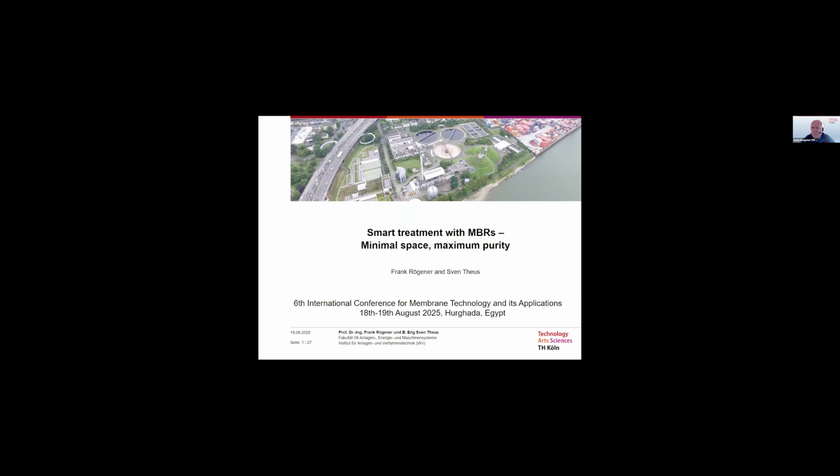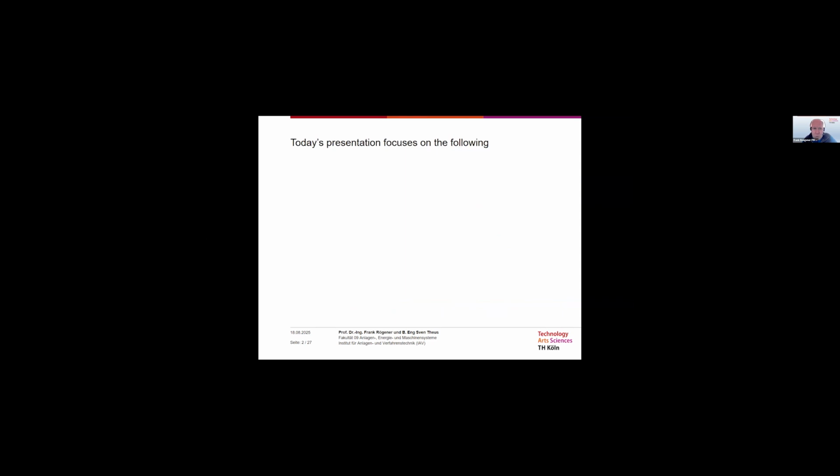Good afternoon. Well, I'm going to tell you some aspects of smart treatment with membrane bioreactors. Many of the aspects are related to the minimum space and certainly to the maximum purity that we can achieve at the same time. Most of the results were generated by one of my students, that's Sven Toys, and I sum up the main results of his work.